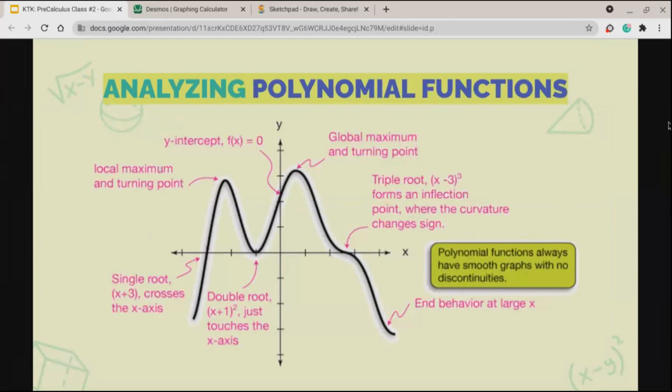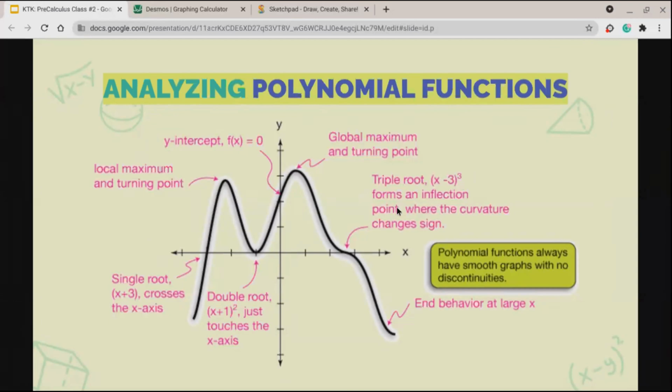So we're going to take a look at this polynomial function. Already here we have our y-intercept, when f of x is equal to 0. Remember we talked about our extrema last time: our global maximum, a turning point, a local maximum, as well as a turning point, and a double root. In this equation we'd have x plus 1 whole squared, so it just touches the x-axis. This curve is tangent. We have our triple root, or a cubic function.